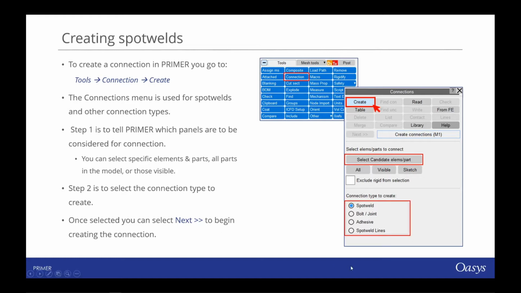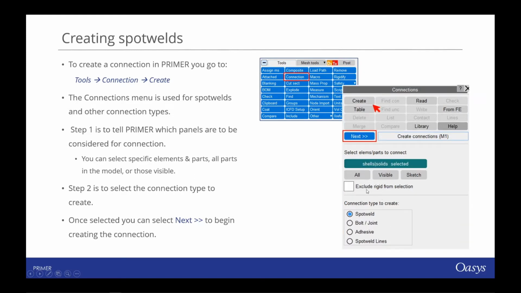So here you can see the different options available in Primer. You have spot weld, bolt, adhesive, and spot weld lines. Once you've selected these, this will then activate the next button, which you can click to begin creating the connection.